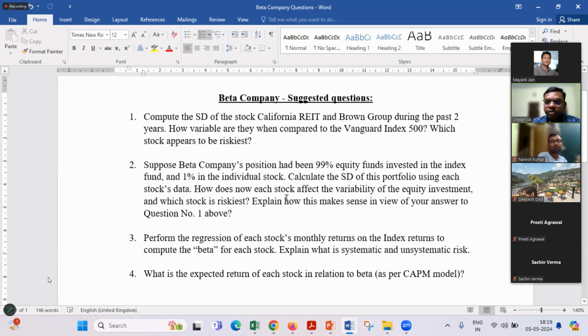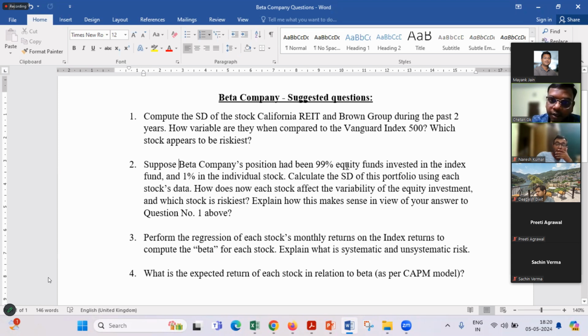So you'll never become richer investing in gold, in other words. Okay, so suppose that beta company position had been 99% invested in the equity funds, the index fund, and 1% in the individual stock. Calculate the standard deviation of the portfolio using each stock's beta. So we have to compute the standard deviation of the portfolio now.